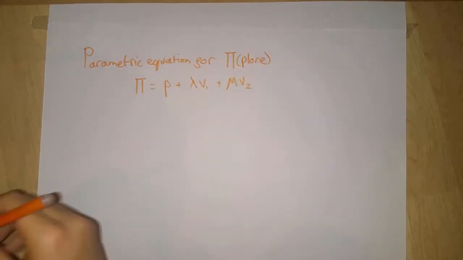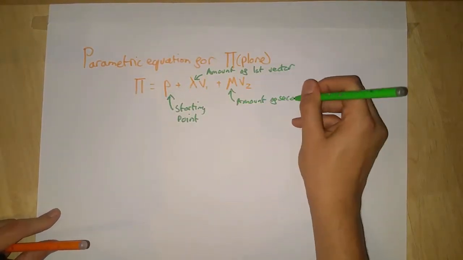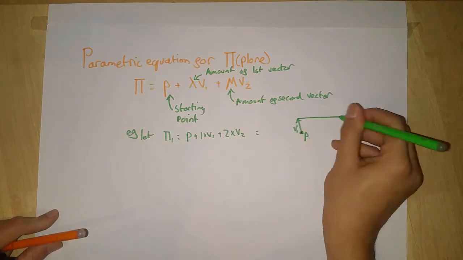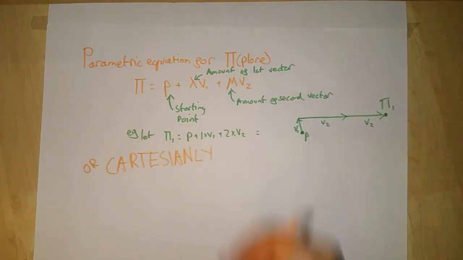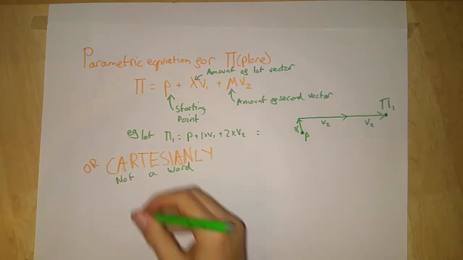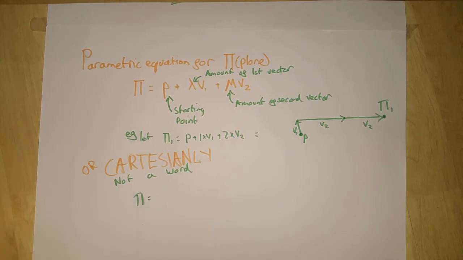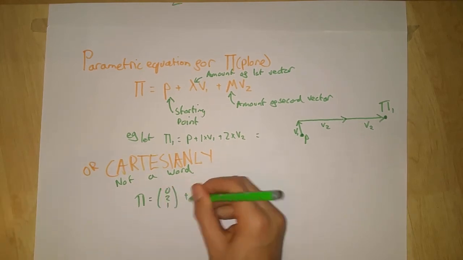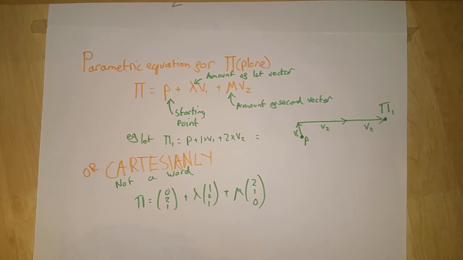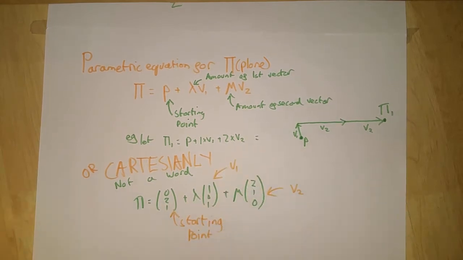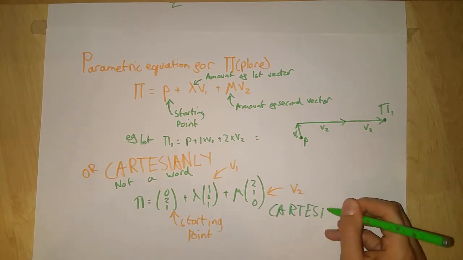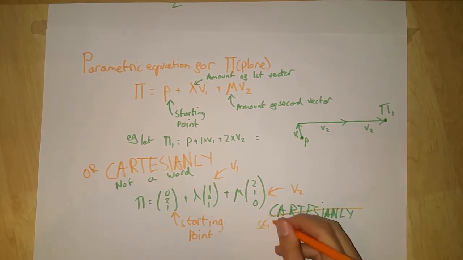As well as being represented parametrically, where you have a starting point and you then have one vector and another, these flat planes can also be represented Cartesianly, which is not a word, but they can be represented in a Cartesian way. You can see here, if we have the parametric equation (0, 2, 1) plus lambda (1, 0, 1) plus mu (2, 1, 0), which means obviously starting point, and you have a certain number of this vector and a certain number of the next vector, you can then represent this Cartesianly, which is still not a word.